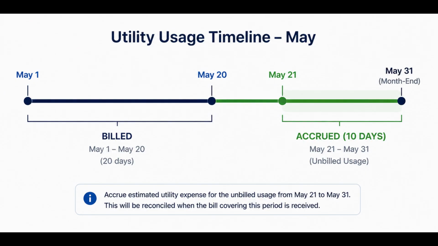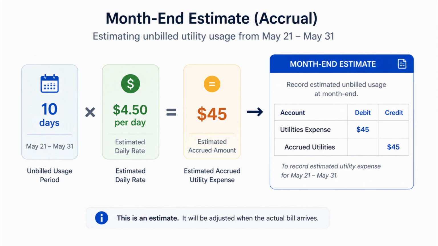Your last utility bill covered the time frame from May the 1st to May the 20th. Now it's May the 31st. So you need to estimate usage for May the 21st to May the 31st, and that's 10 days of unbilled usage. At month end, you estimate a daily rate.